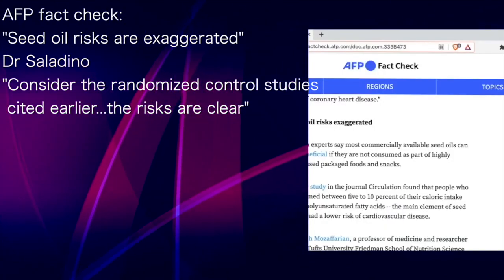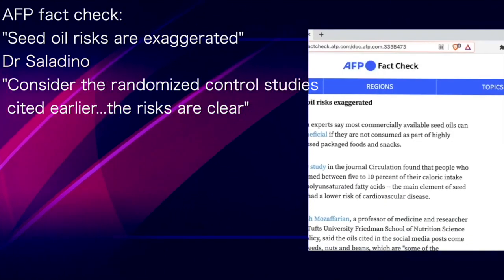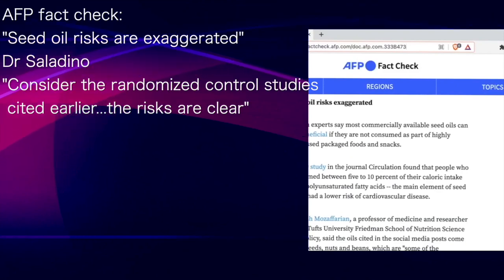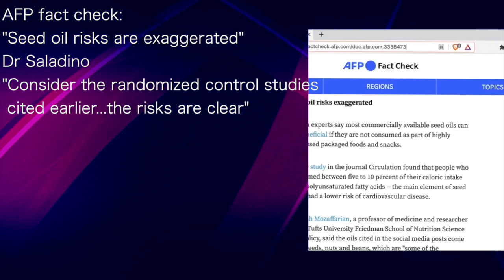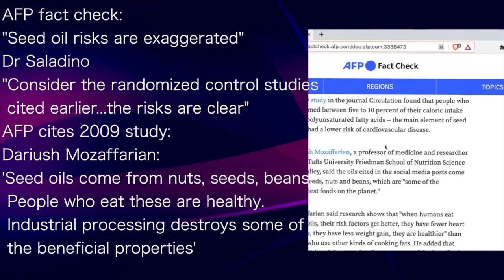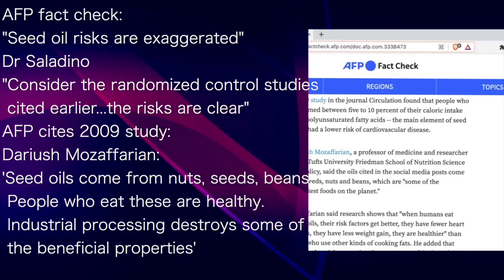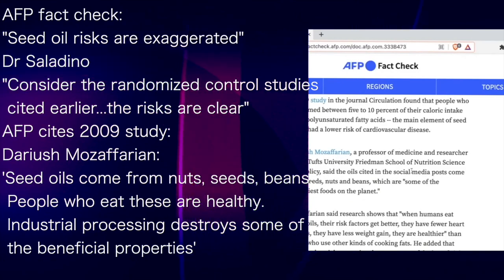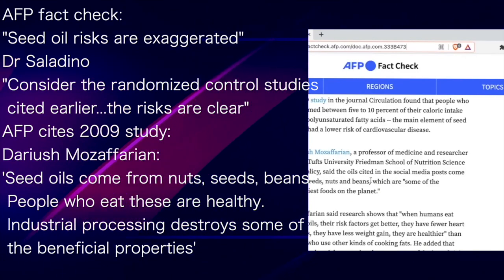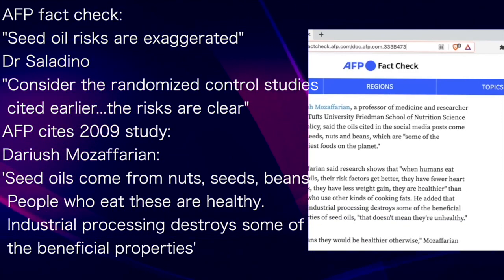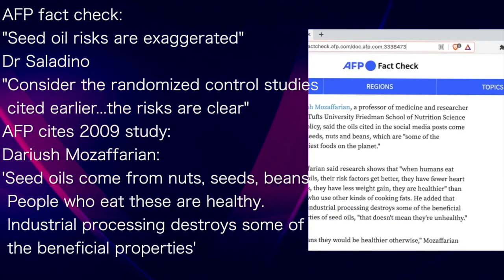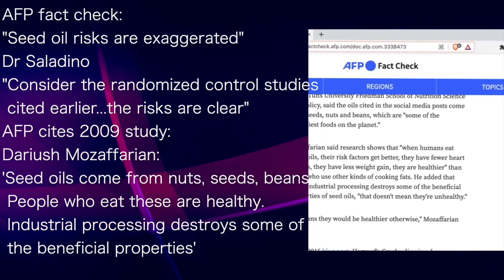Seed oil risks are exaggerated, says the AFP fact check. Well, if you listen to any of the things that I've said so far, I think that there's a significant amount of evidence to say that they are harmful for humans. Dariush Mozaffarian is the first author on the study. They quote him saying that seed oils come from nuts, seeds, and beans, which are some of the healthiest foods on the planet. When humans eat these oils, their risk factors get better. They have fewer heart attacks. They have less weight gain.